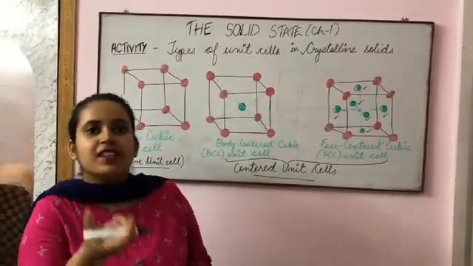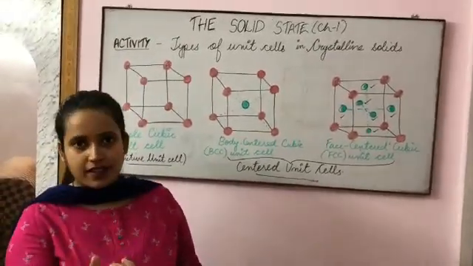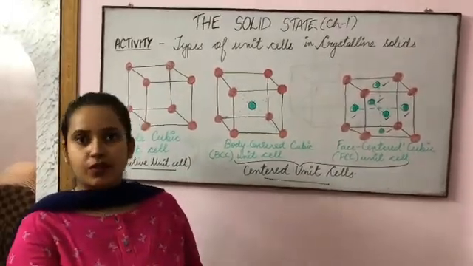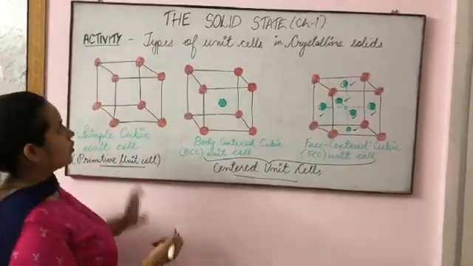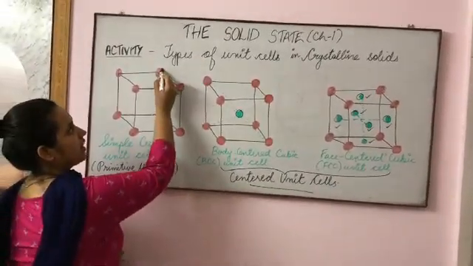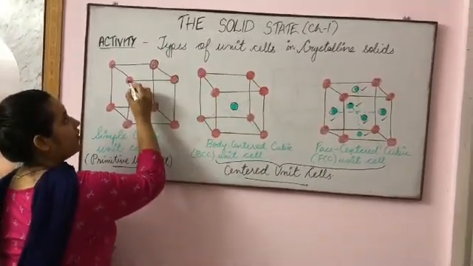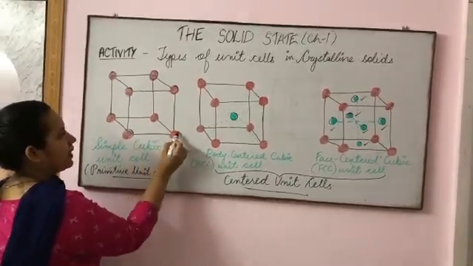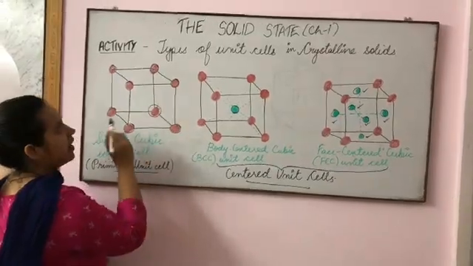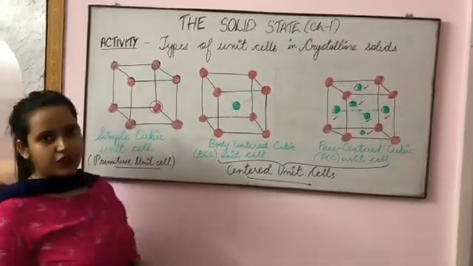The word primitive suggests that it is the basic unit cell. Now what do we mean by the basic unit cell? Basic unit cell means that in a cubic structure, the constituent particles are present at the corners of each unit cell. As you can see here, the constituent particles are present at the corners of each unit cell.